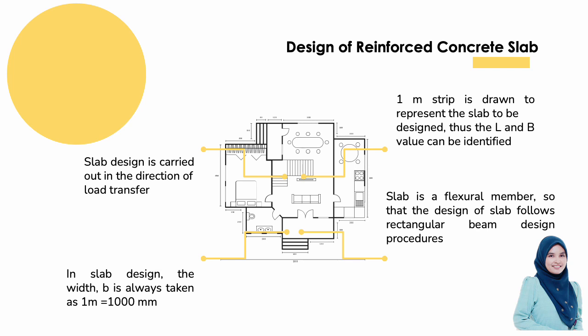Number 2, in many design codes and practice, a standard width of 1 meter or 1000 millimeters is commonly used for simplicity and ease of calculation. So this fits with simplifying the design process by eliminating the need to consider variable width. Identifying the length L and the width B, drawing a 1 meter wide strip of a slab helps to identify the length and the width of the slab. These dimensions are crucial for the load calculation and design.